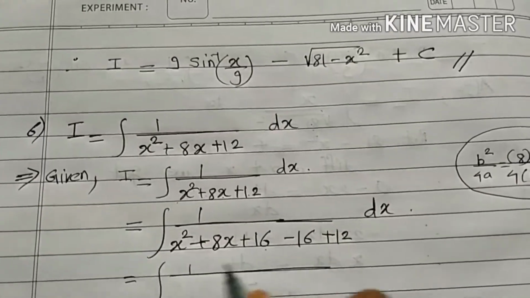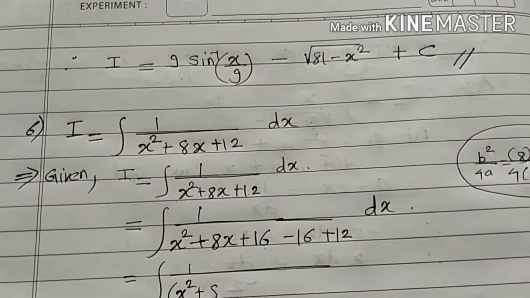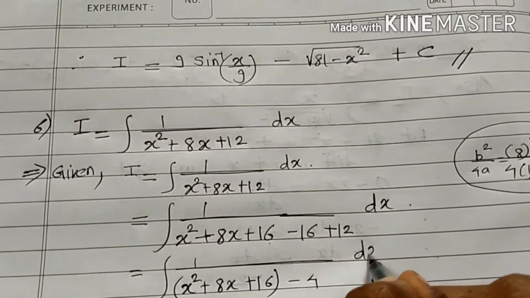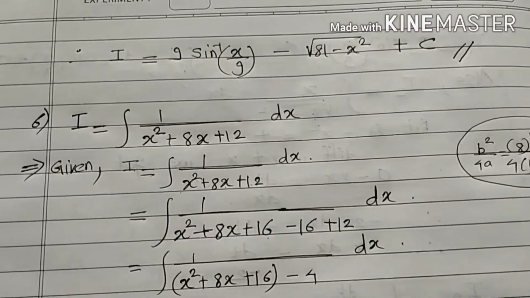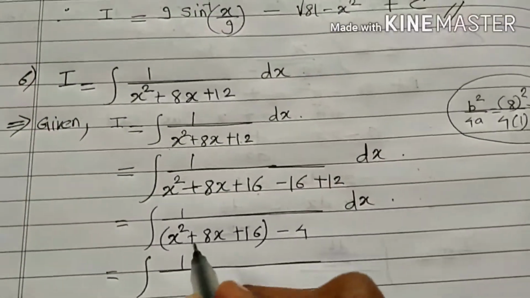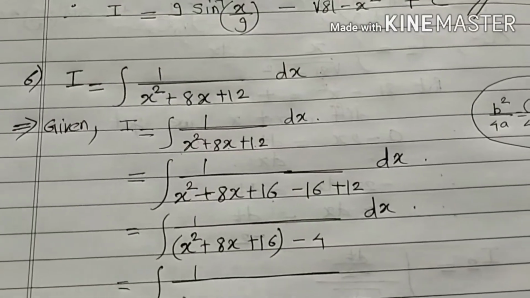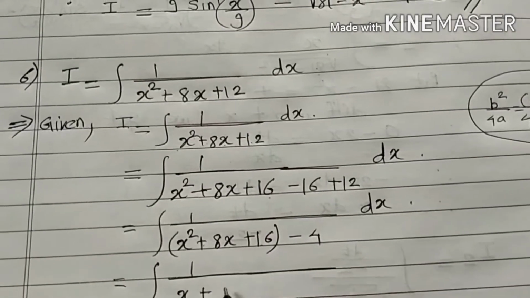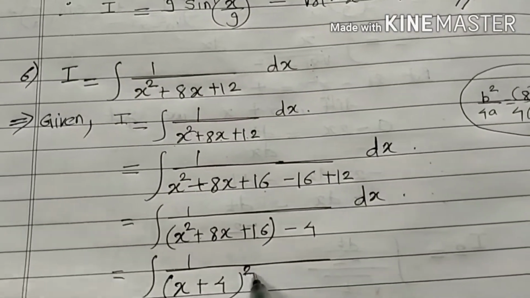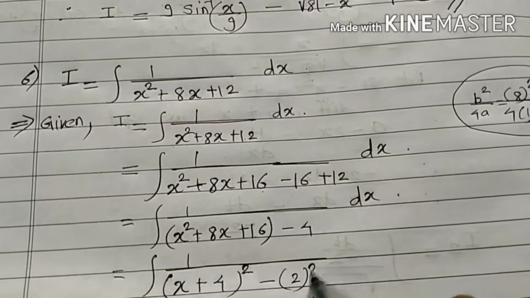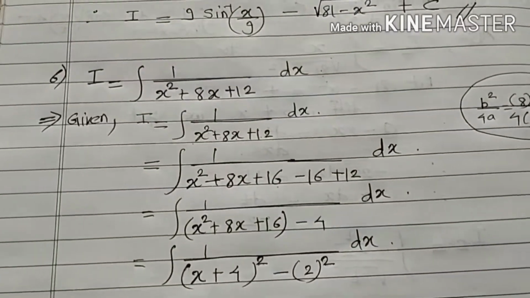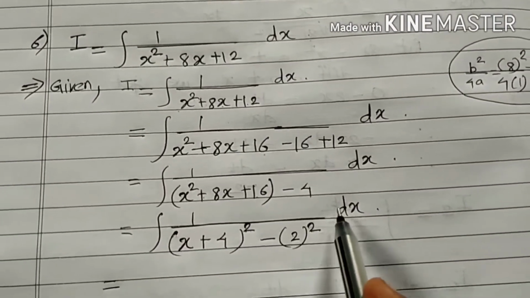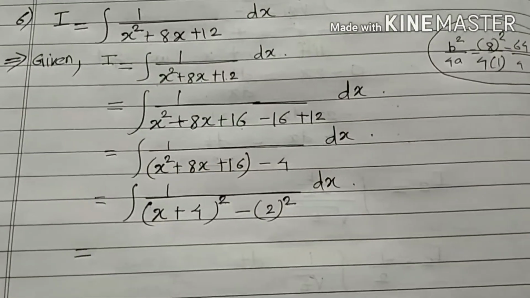Now take it in one bracket: x square plus 8x plus 16, and this is minus 4 dx. Now this is the quadratic equation. So this is the square of x, this is the sign plus, and this is the square of 4, so it will become a whole square, and this is the square of 2. Now you can use here our special integrals, and it is very easy to solve.